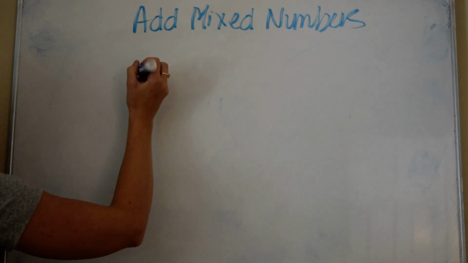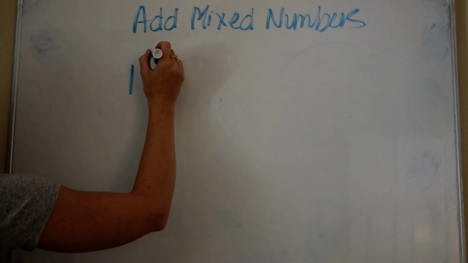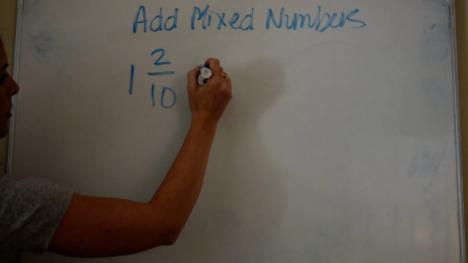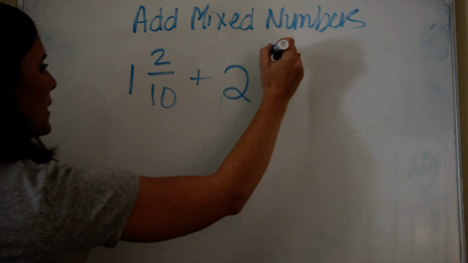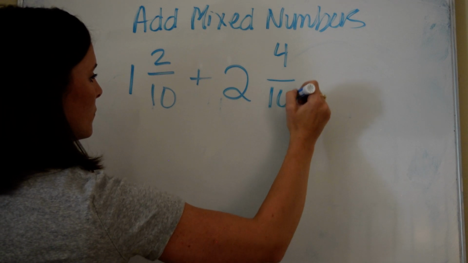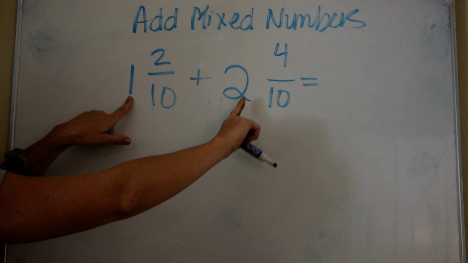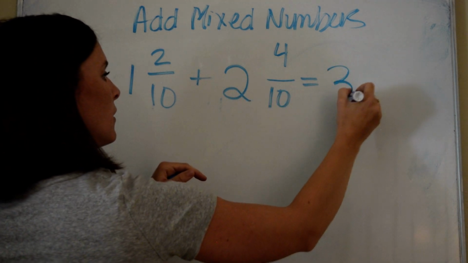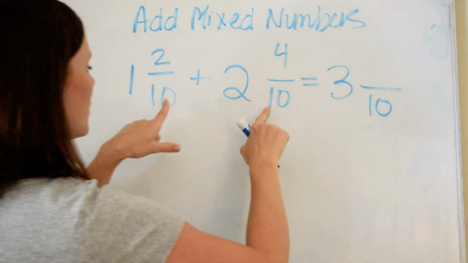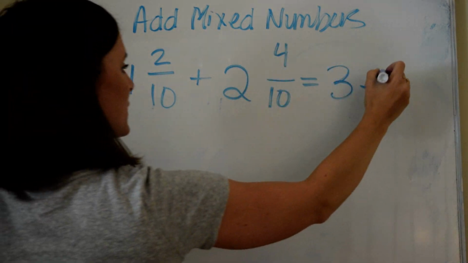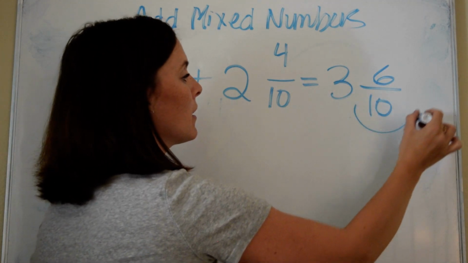What if I had 1 2/10 plus 2 4/10? First step is to add the whole numbers. I have a 1 and a 2, so that makes 3. And then I have common denominators, so that's going to come over as my denominator. And then add the top. 4 plus 2 is 6. Please make sure you simplify. You're simplifying the fraction part.